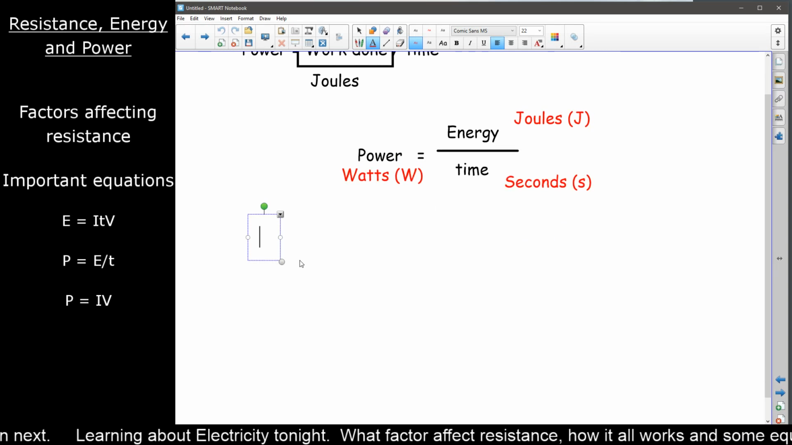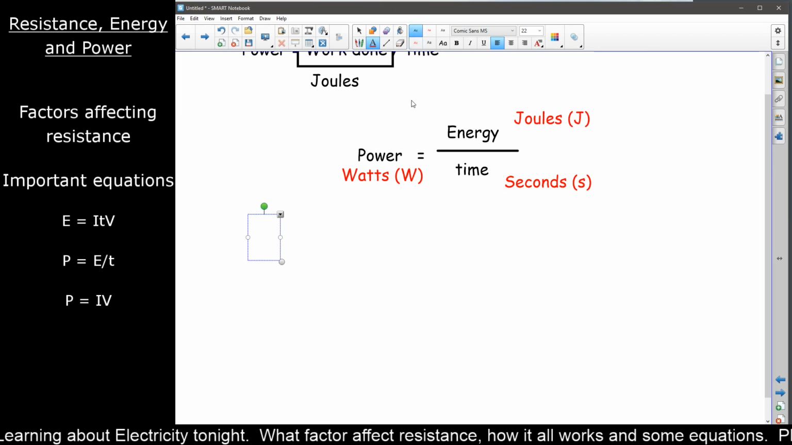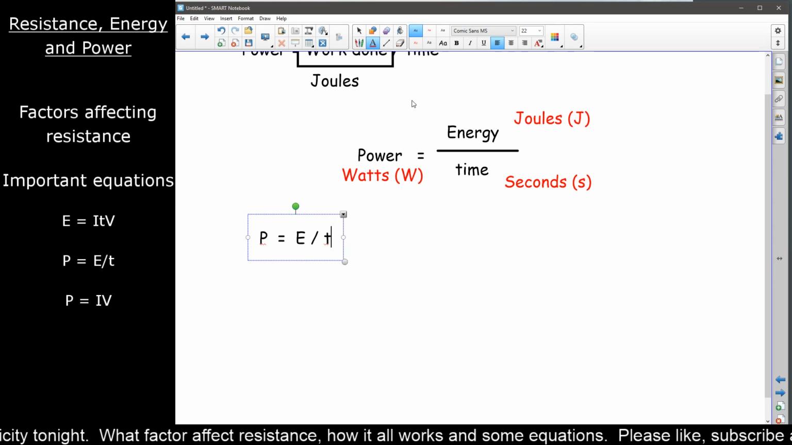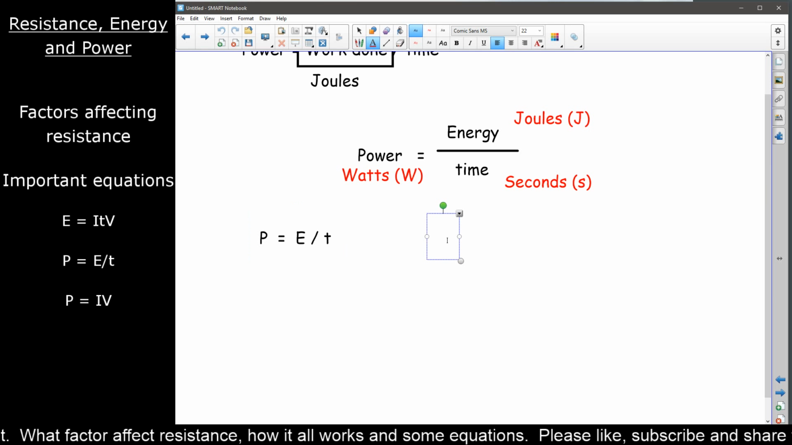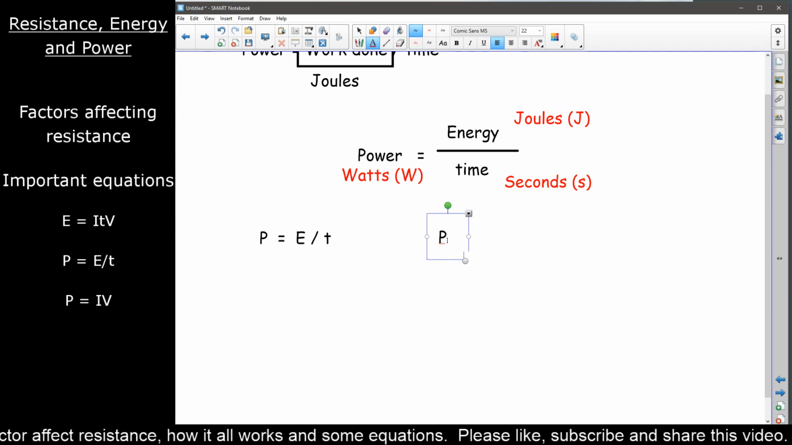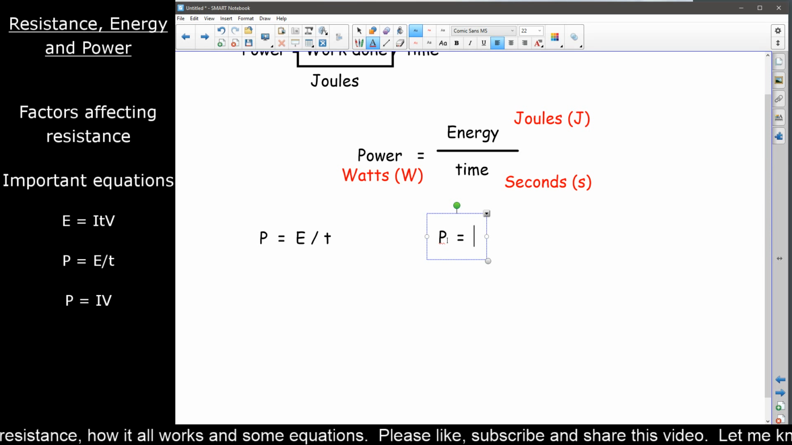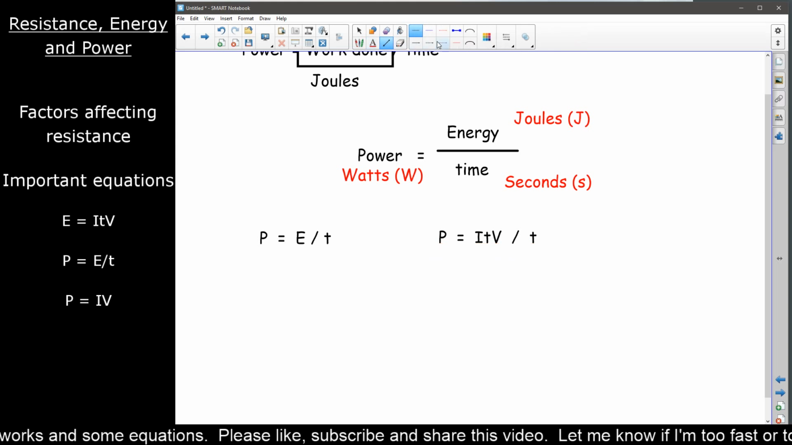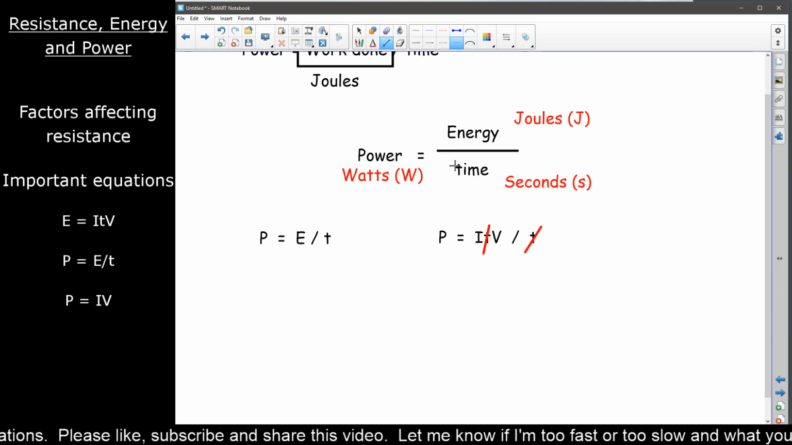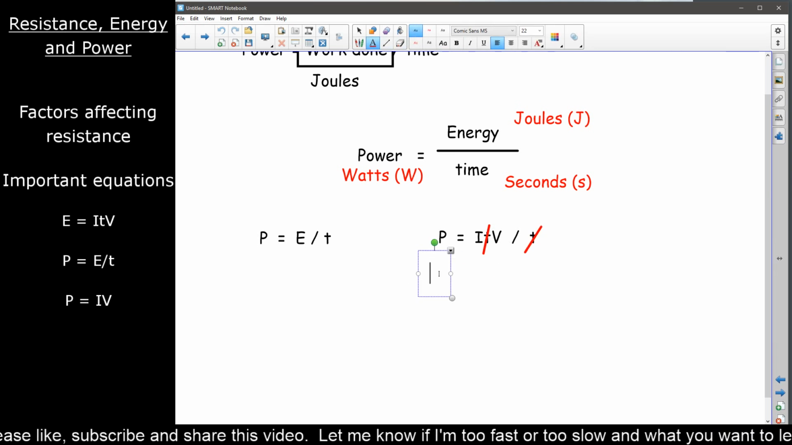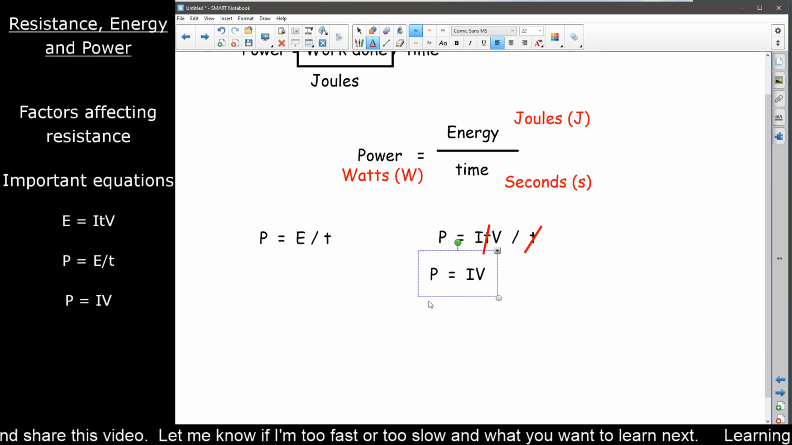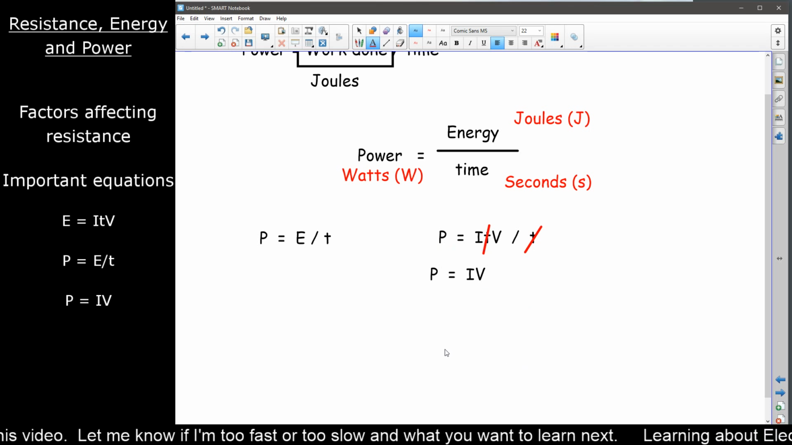If power is energy divided by time, then power P would be equal to E over T, which is our equation on the left hand side there. Just in general, it's energy over time. But we've just written that energy is ITV, so we can write that P equals ITV divided by T. And even the mathematically non-savvy amongst you should recognize that that's a multiply by T, that's a divide by T, so they just cancel each other out. And that gives you P equals IV, which is our third equation. And this is the most common equation that we use for when we're dealing with power.